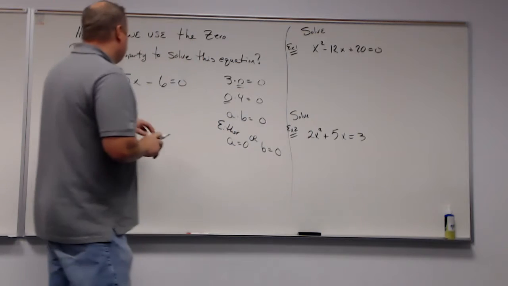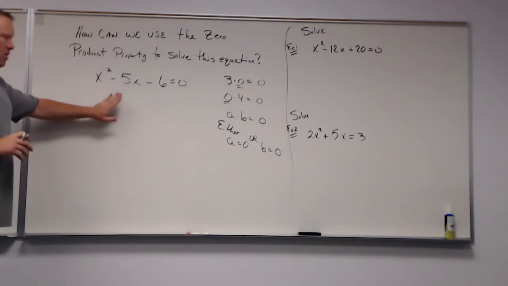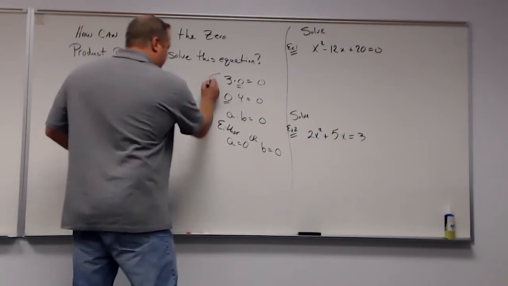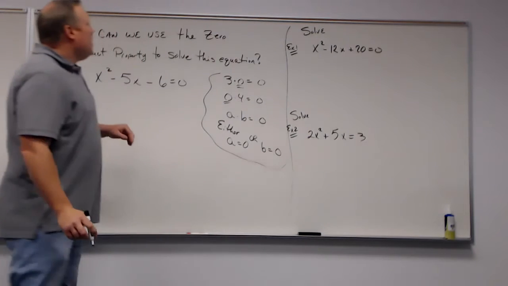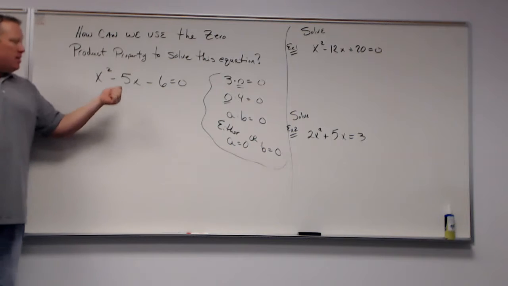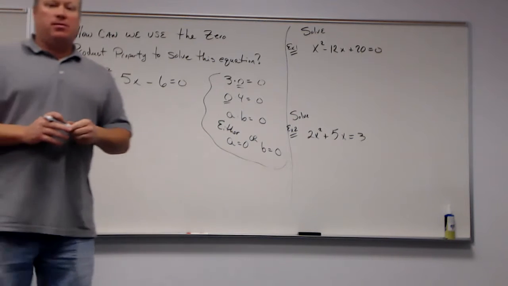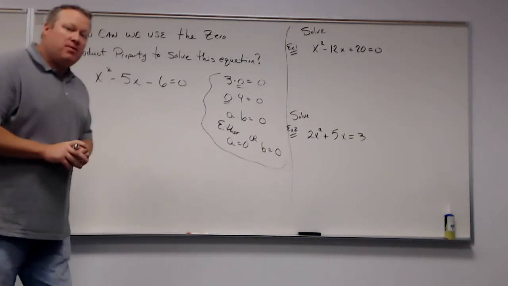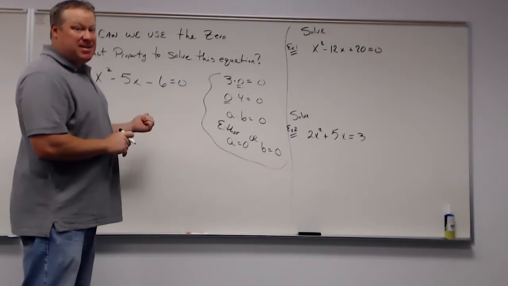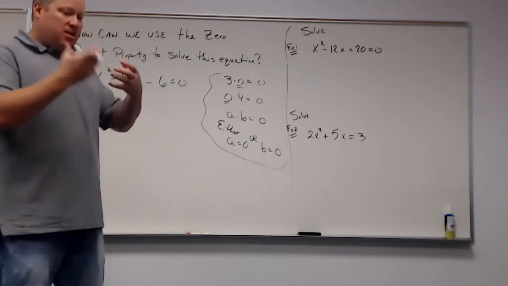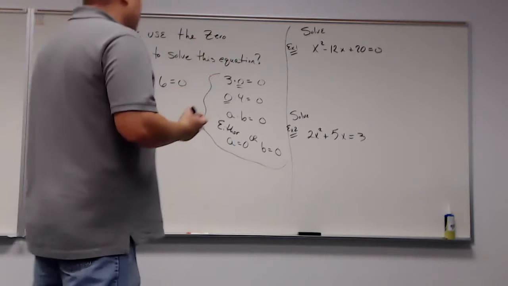So the goal in all this is if you get this quadratic equation set equal to 0, and that's the big part, that's the important part, the question becomes, how can you use the zero product property to solve that equation? Well, to do this, we have to rely on something we've done in previous classes, which is to factor it first into a product containing two factors.